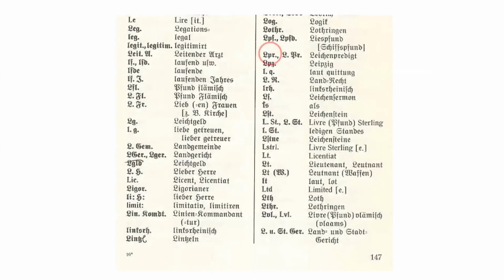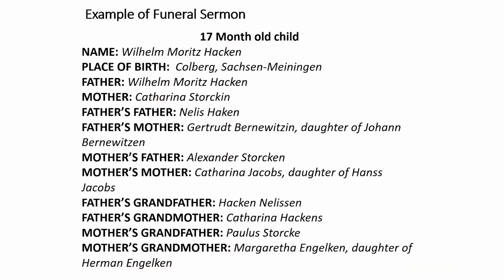If you see the abbreviation LPR, or L period PR period, written in a death entry, it means that a Leichenpredigt, or funeral sermon, was given. Many of these were published. This copy of a funeral sermon shows the type of information that may be found in a printed funeral sermon.